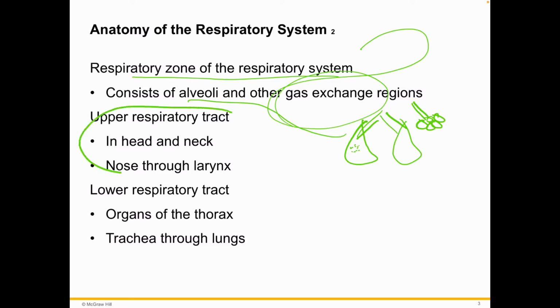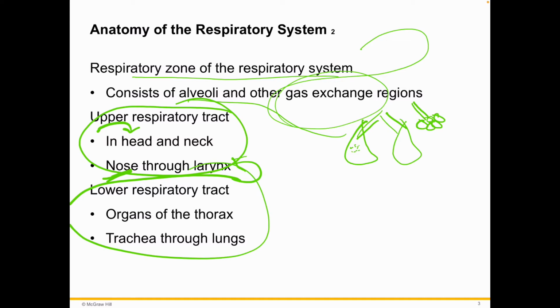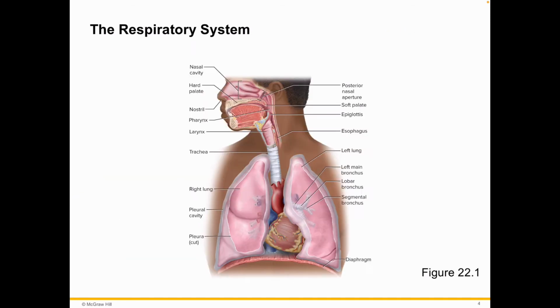The upper respiratory tract is everything from the head all the way through the larynx. Okay, so we were talking about vocalizations, olfaction, right? The sensing of smell, all of that good stuff. Also, we'll be looking at the lower respiratory tract. So those are going to be the organs that are below the larynx itself. So we're going down into the thoracic region of the body, so generally trachea through the lungs. We'll show you a picture here. So here we have the larynx, which is really the cutoff point. Okay, so this is the upper respiratory system, and this is the lower respiratory system.